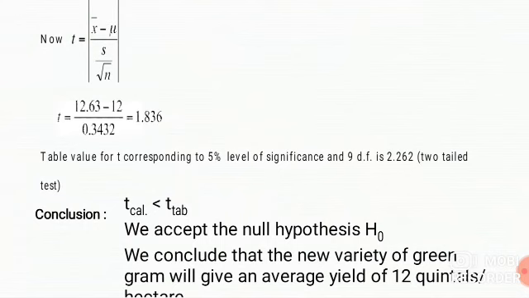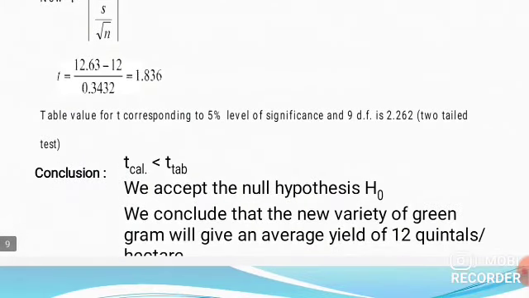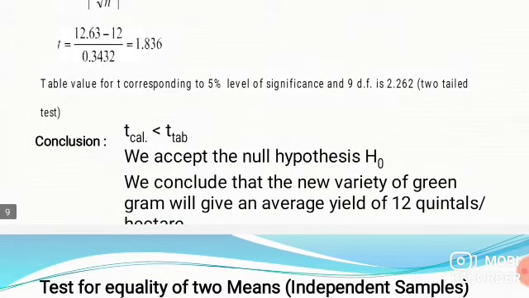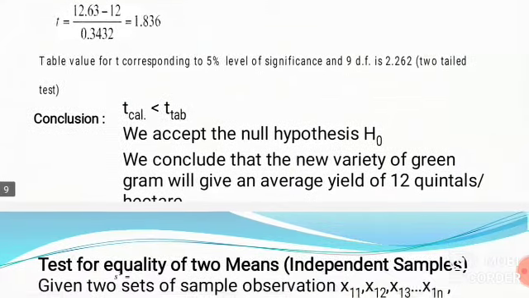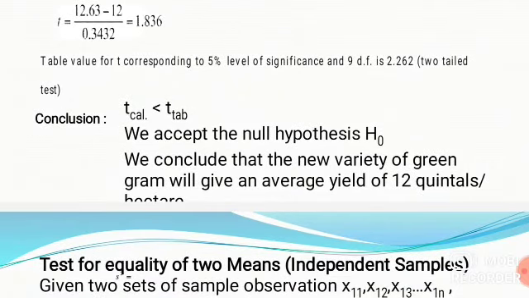Now our calculated t value is 1.836. So we compare the calculated t value with the tabulated t value. The tabulated t value corresponding to 5% level of significance and 9 degrees of freedom is 2.262. So the conclusion is that t calculated is less than t tabulated. In this condition we accept the null hypothesis. We conclude that the new variety of green gram will give an average yield of 12 quintal per hectare.